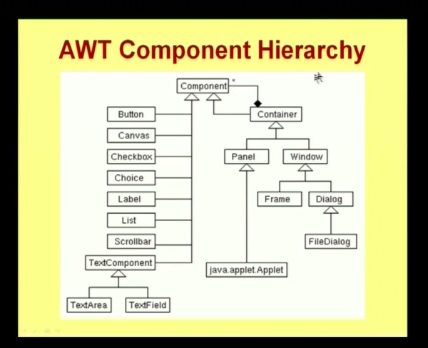You can see this is the component hierarchy of your AWT package. Component is abstract. From the component we have a set of components here, and then we have a set of containers. Now we will have a short break, and then we will continue with what components are available in AWT and how to use them in the creation of a GUI.